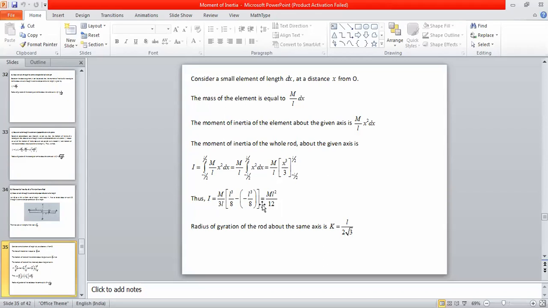And once we are able to calculate the moment of inertia, the radius of gyration is also very simple. It is equal to M K square, and we can cancel M. So K square becomes equal to L square by 12. Therefore the radius of gyration K is the square root of L square by 12. The square root of L square is L, and the square root of 12, which is 4 root 3, can be written as 2 root 3. Okay, understood?